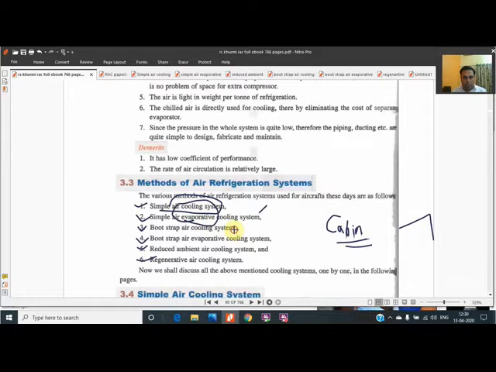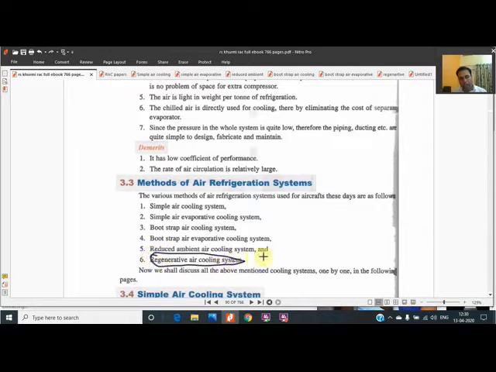Now similar is the bootstrap. In this we use 2 compressors, and if we use an evaporator also in bootstrap, then it is bootstrap evaporative. Fifth one is the reduced ambient, because we use ambient air for cooling that is at reduced pressure, that is why it is called reduced ambient. And the last one is the regenerative, because the air which is going to the passenger for comfort is regenerated and sent for cooling. In this way we have 6 types of systems.